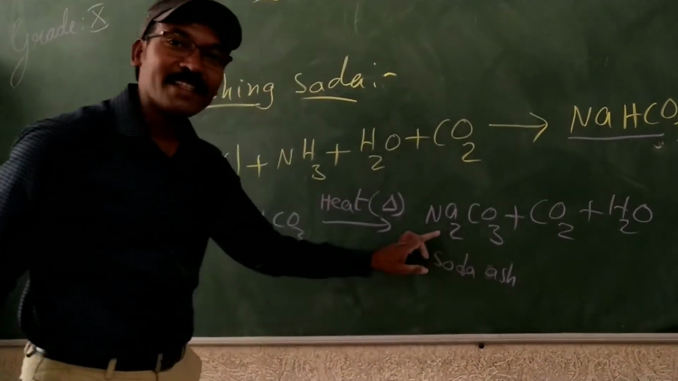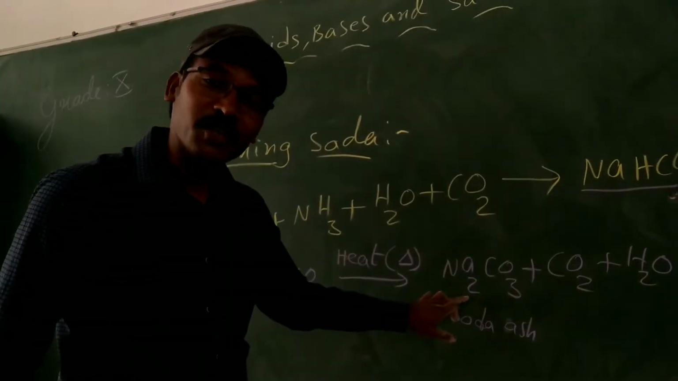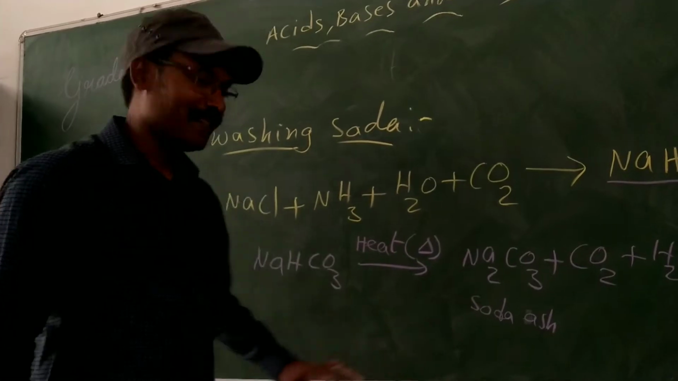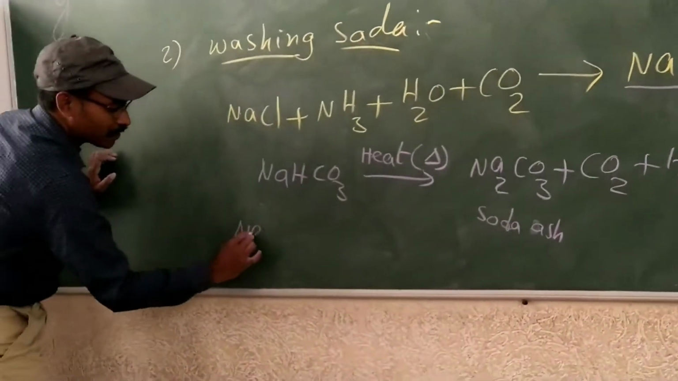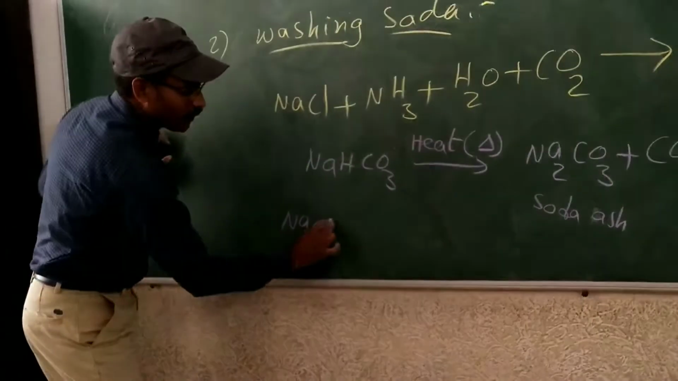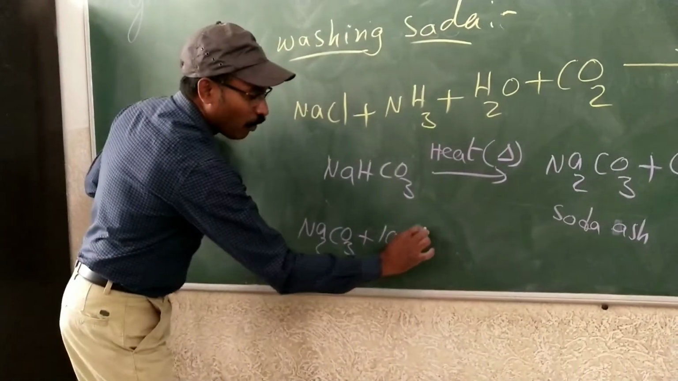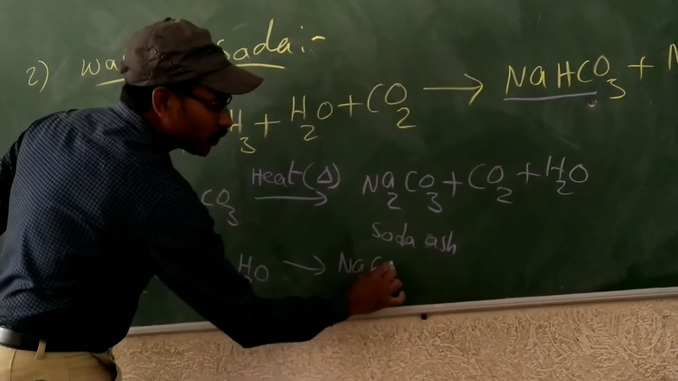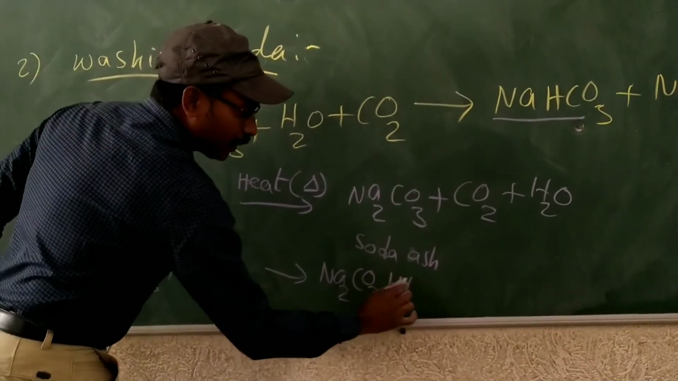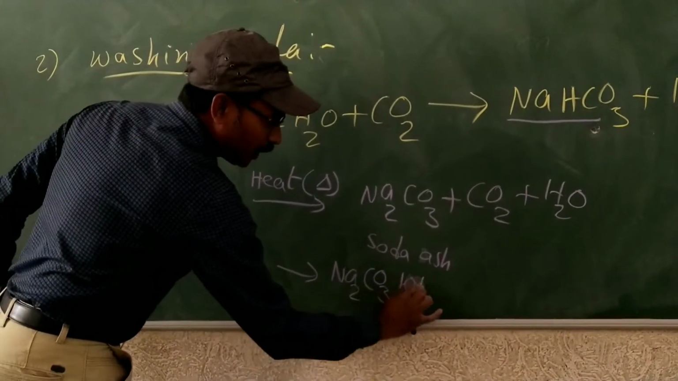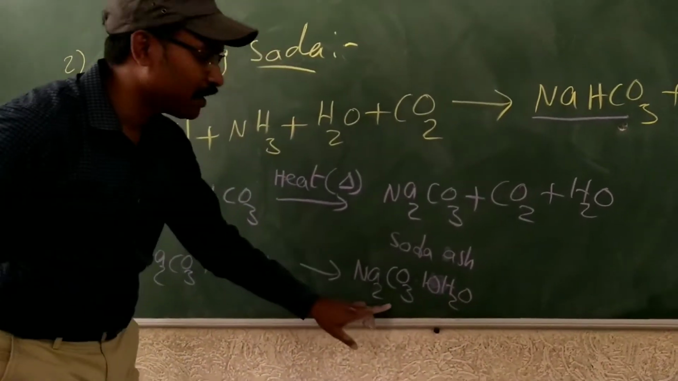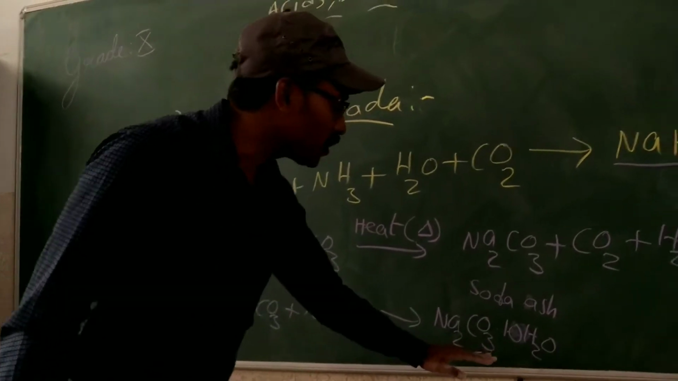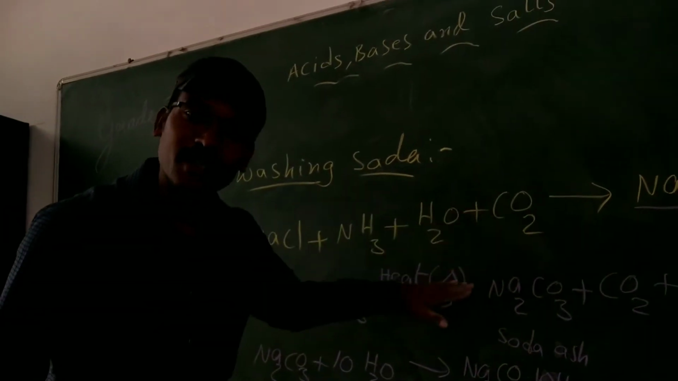But this is not washing soda. Washing soda is decahydrated sodium carbonate. That means soda ash is sodium carbonate, and when you combine it with 10 water molecules, you will get Na2CO3.10H2O, which is nothing but washing soda. So this washing soda is obtained from the process of baking soda itself.